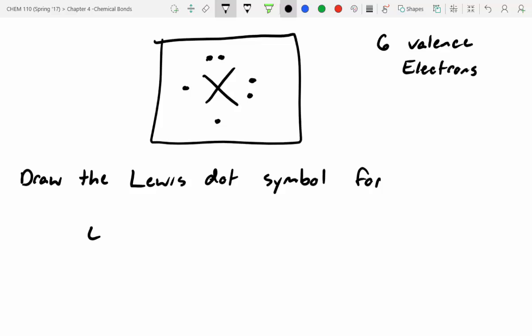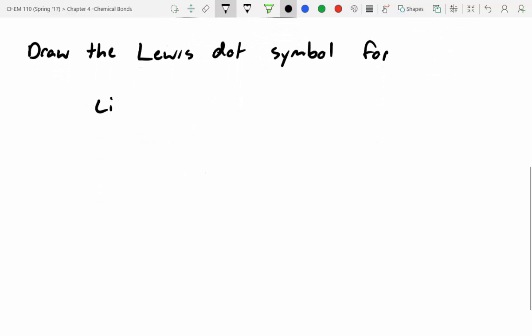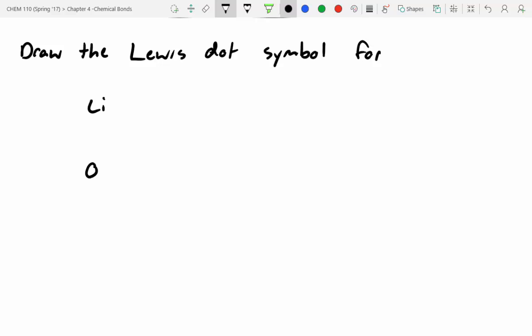Let's do lithium. Let's do oxygen. Let's do magnesium 2+. And let's do carbon.